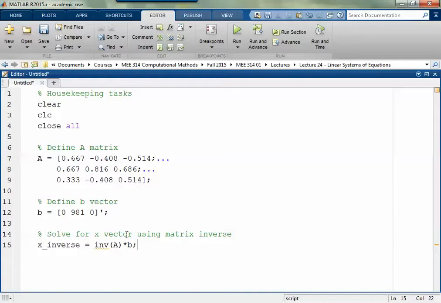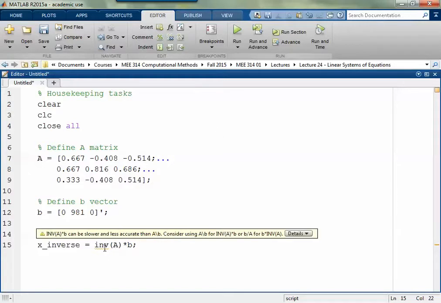You'll see that now we have typed in the inverse, and MATLAB has so kindly underlined it and given us some information about it. The warning message says, inverse can be slower and less accurate than A backslash B. Consider using A backslash B instead of the inverse. MATLAB is very proud of its backslash operator. That's one of the cool things about MATLAB, a special feature that you could only find in MATLAB. It's very fast computationally, much faster than a matrix inverse. You guys won't notice the difference at all, and they like to tell you that you should use the backslash operator.